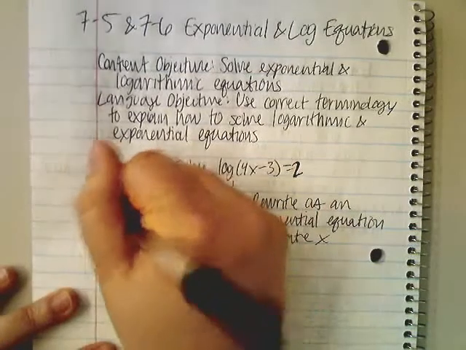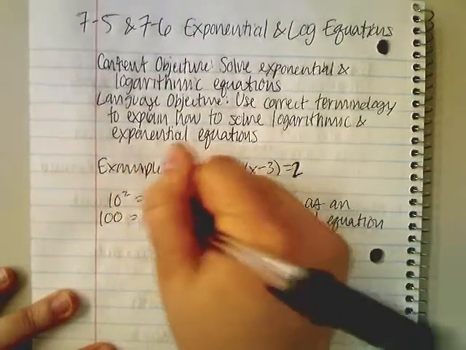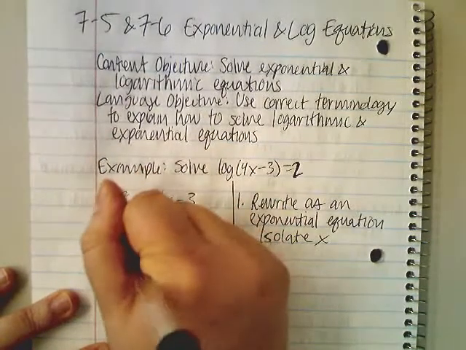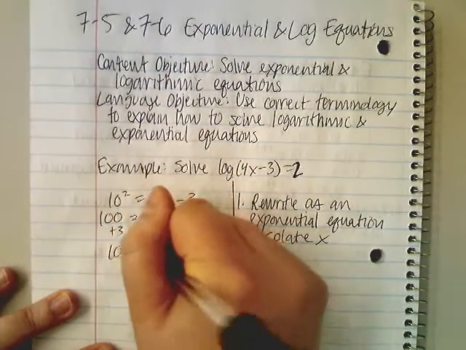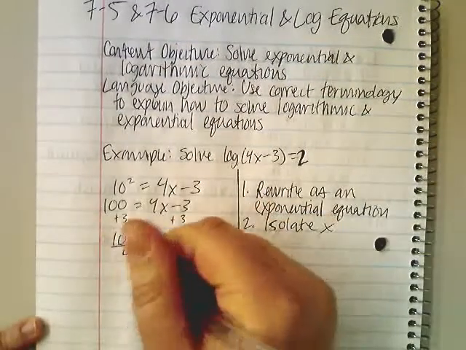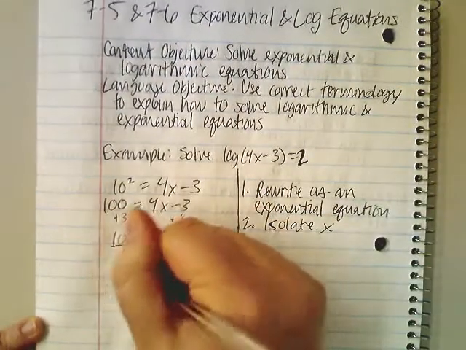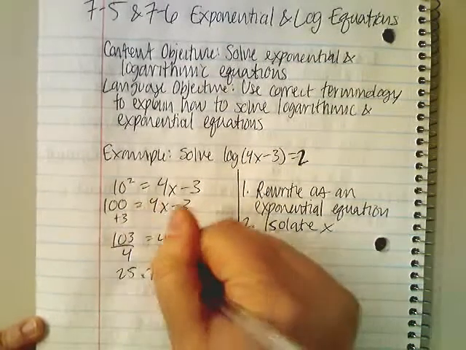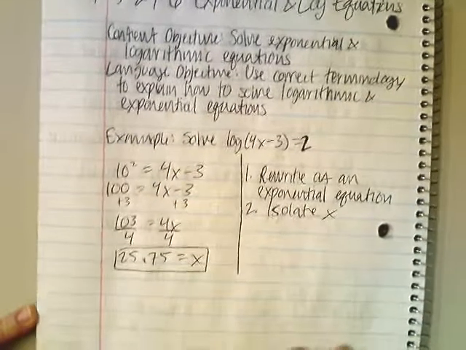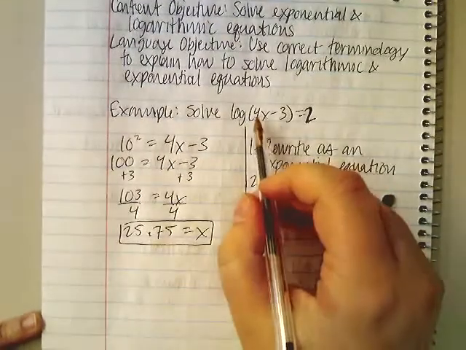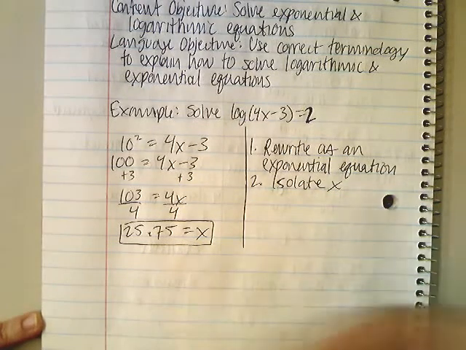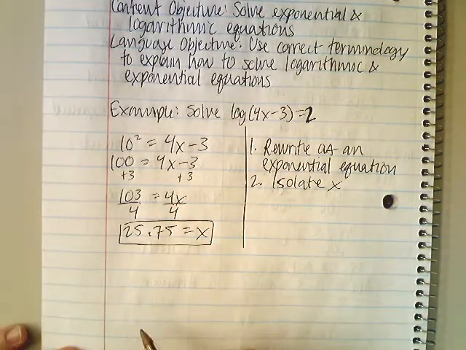So 10 squared is 100 equals 4x minus 3. I add 3 to both sides and I have 103 equals 4x. Divide both sides by 4 and I get x equals 25.75. Pretty straightforward. So if the variable's in there, first you must isolate your log. So we didn't practice this, but you isolate your log, rewrite as an exponential, and then isolate x.